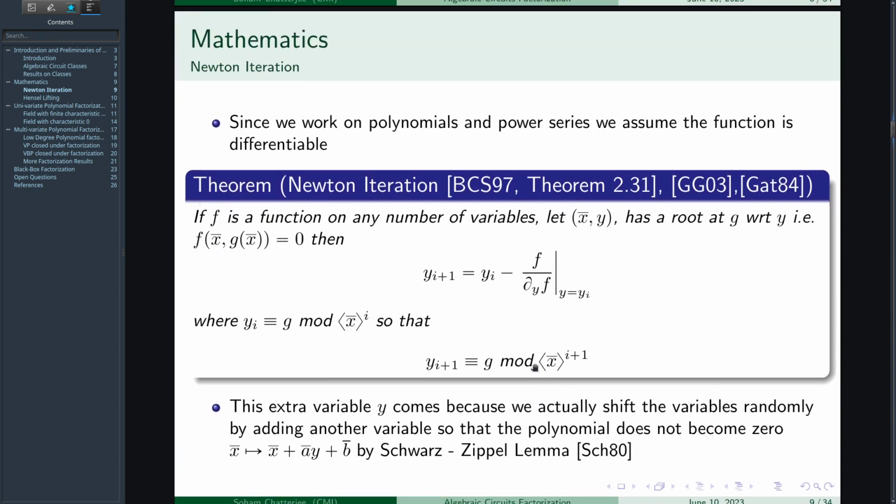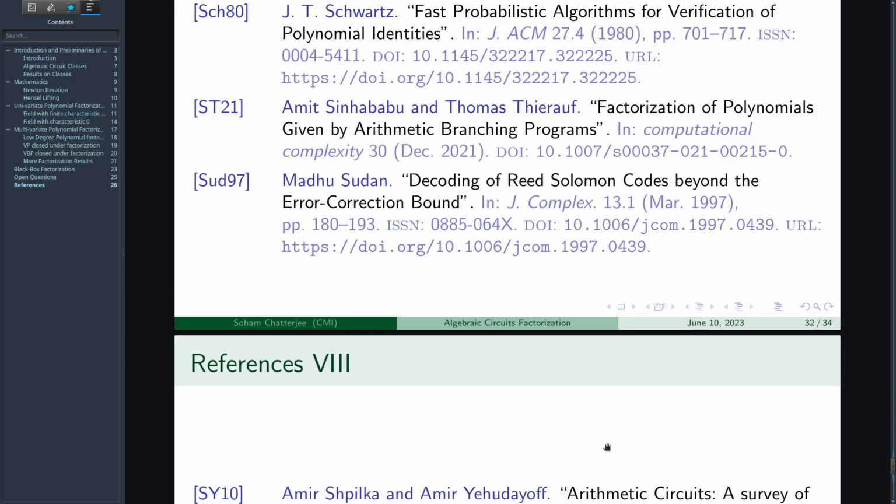before using Newton iteration, many times you will see that we have brought in a new variable y, where we do a random shift. By the Schwartz-Zippel lemma, if you have read it, a polynomial evaluated at a random point has a very low probability of being zero. So that's why we do the random shift, so that it has a very high probability of being non-zero. You can read about the Schwartz-Zippel lemma in the paper on fast probabilistic algorithms.